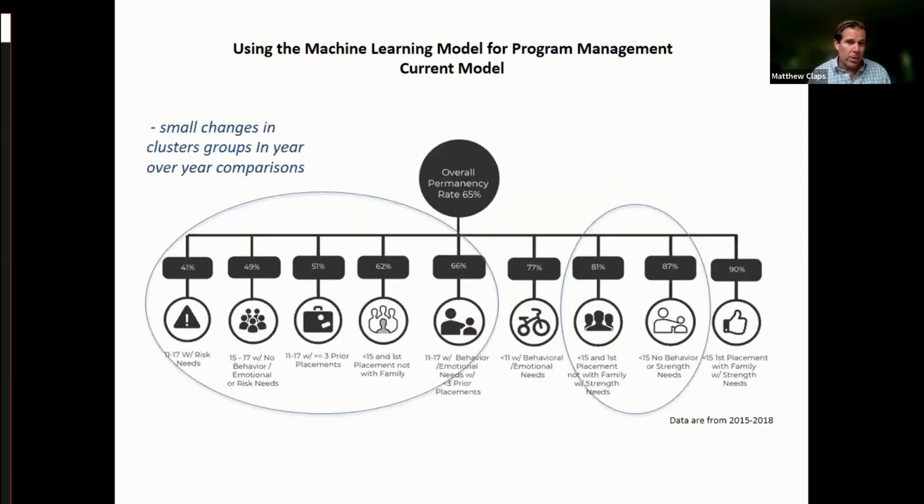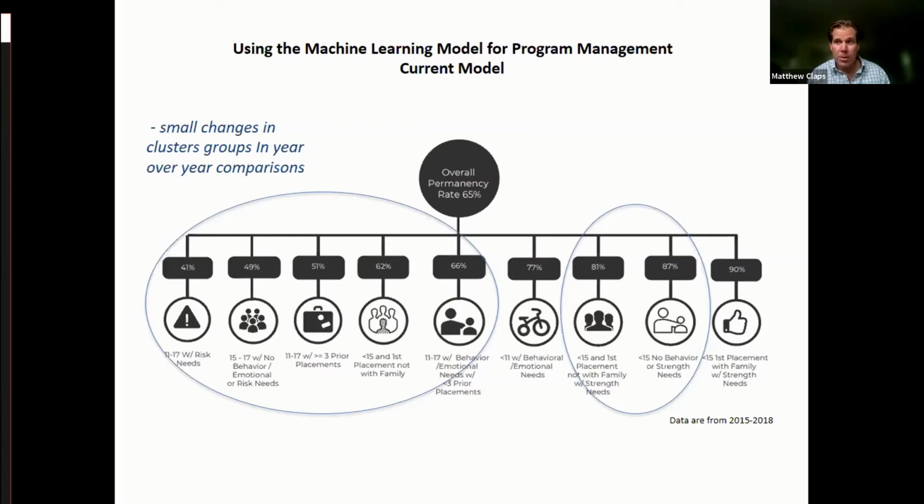So we know that the overall exit to permanency rate for youth in our out-of-home care program is 65%. But within that 65%, we have variability in terms of the characteristics or patterns of youth and families and their own unique experiences and how they're exiting successfully to legal permanency. So what you see here is a breakdown of our current machine learning informed precision analytic model that shows 9 different clusters of youth.